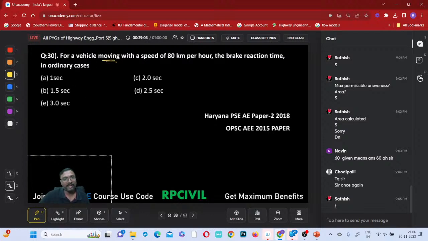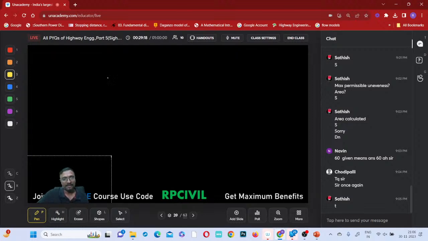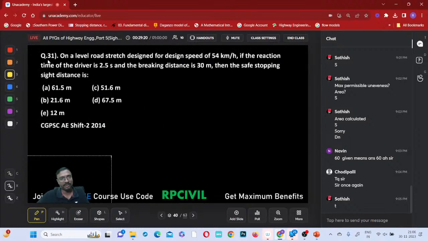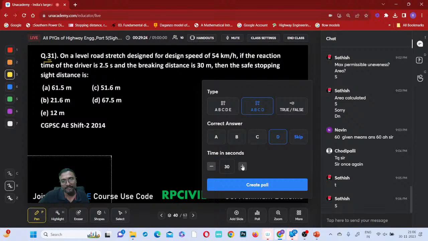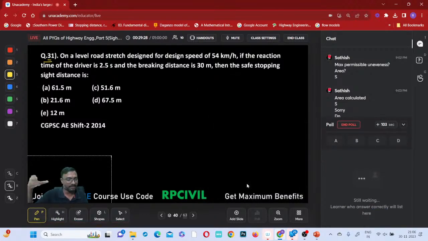For a vehicle moving at a speed of 80 kmph, the brake reaction time in ordinary cases, what is it? Brake reaction time, that reaction time generally will be taken as 2.5 seconds if nothing is mentioned. Shall we move to the next question, the 31st question? I'll be starting the poll. Select the answer of you. 105 seconds time I'm giving. Try to solve this, all of you.